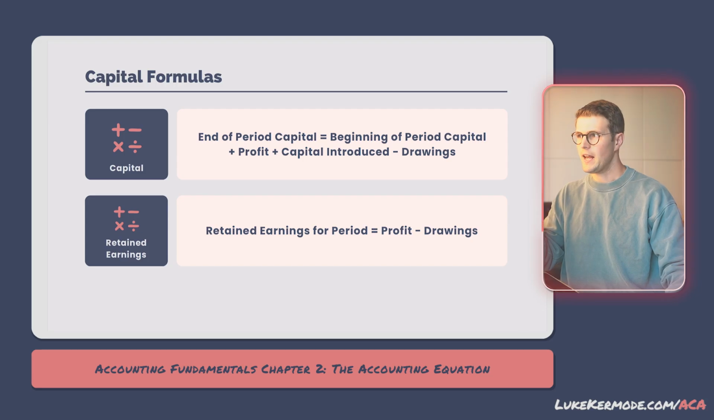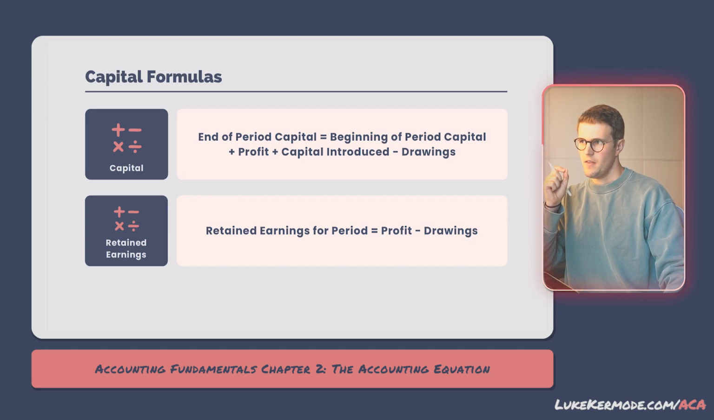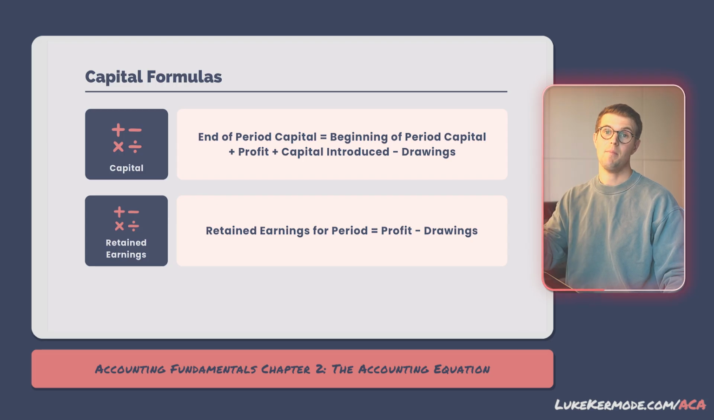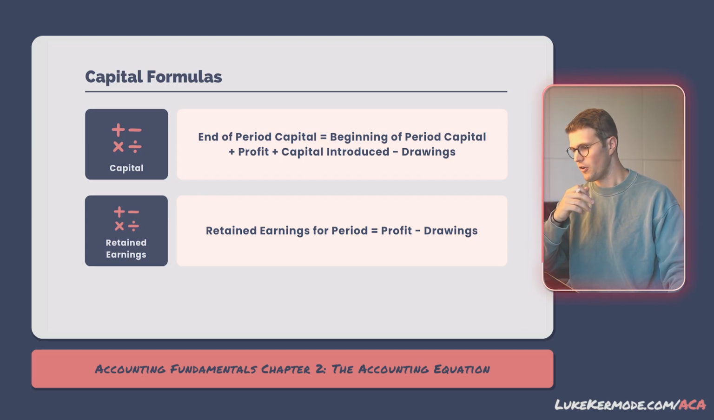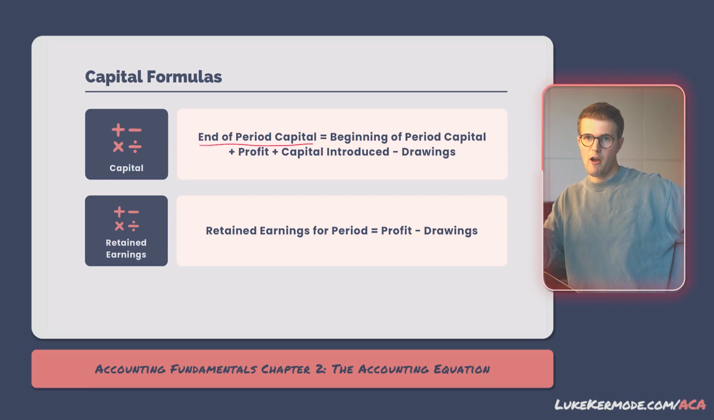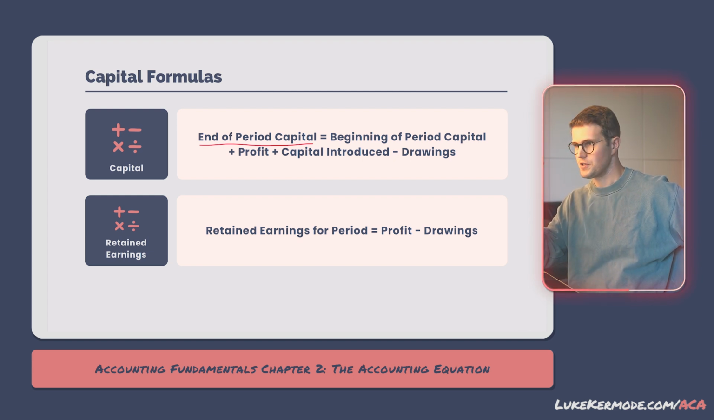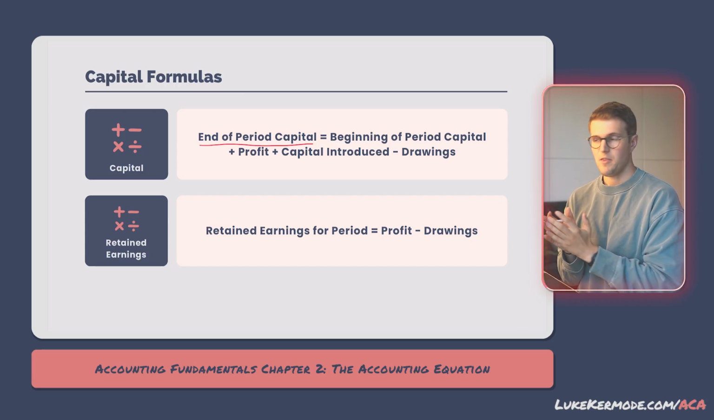Let's now look at how we calculate the closing capital for a sole trader business at the end of its accounting period. This is sometimes referred to as the end of period capital equation, and it helps us understand how the owner's stake in the business, their ownership stake, has changed over time. So the formula is as follows. End of period capital equals beginning of period capital plus profit plus any new capital introduced during the period minus drawings.